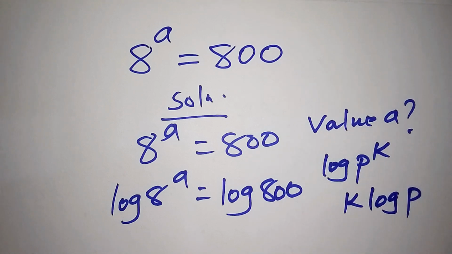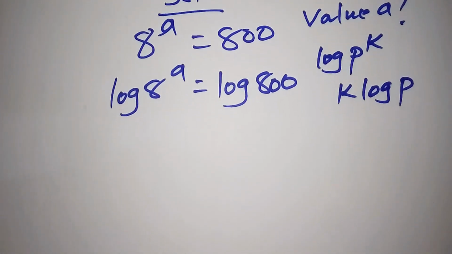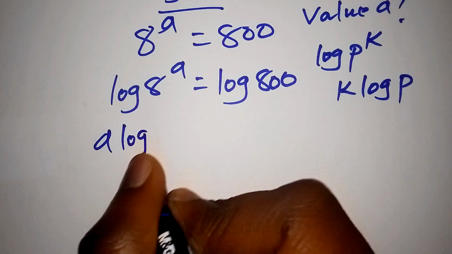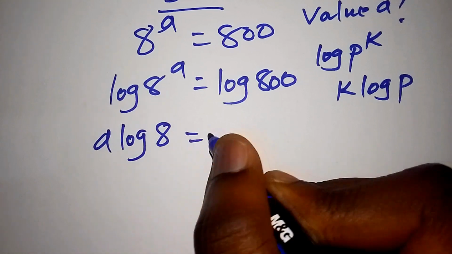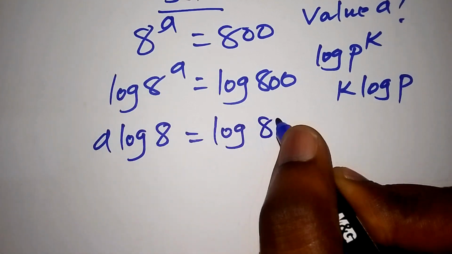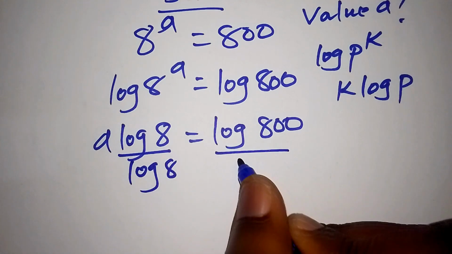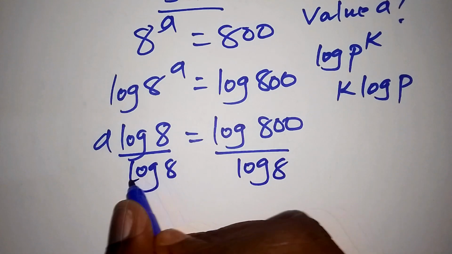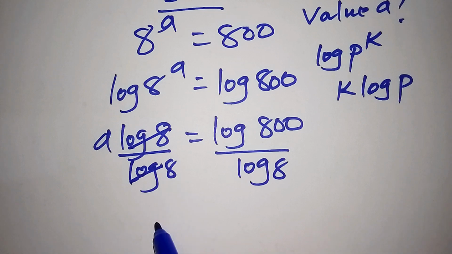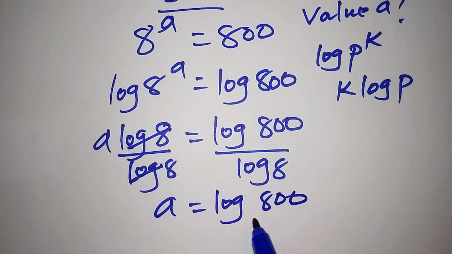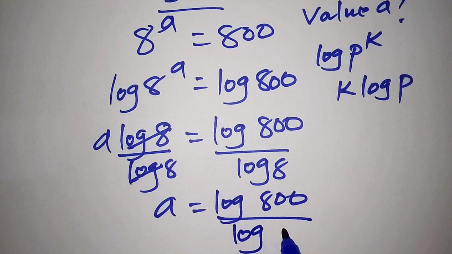So then now we shall say that our log of 8 to the power of a can also be written as a times the log of 8. That is equal to the log of 800. So from there now we shall divide by the log of 8. Log 8 and log 8 shall cancel. So now our a is equal to the log of 800 all over the log of 8.